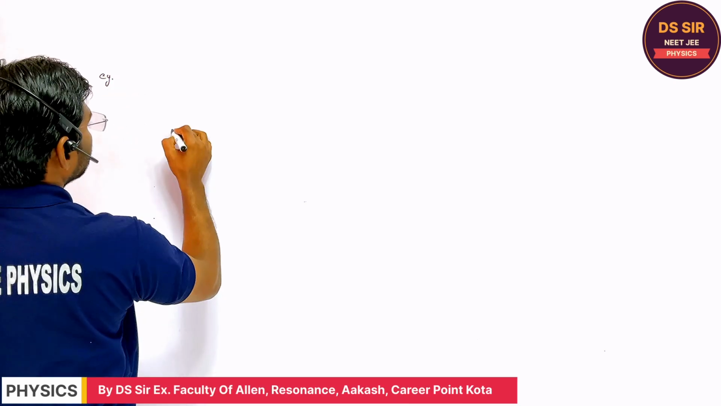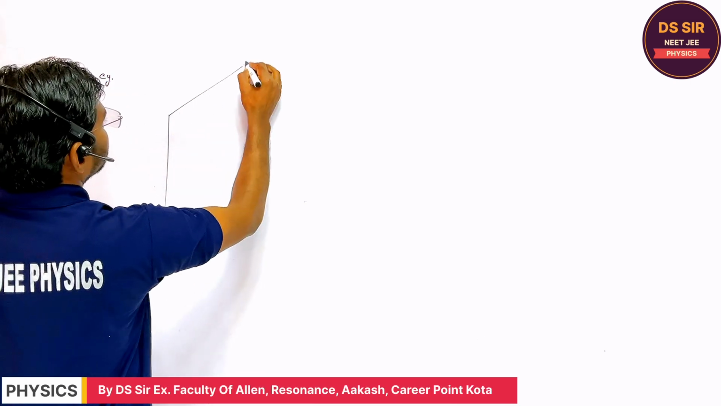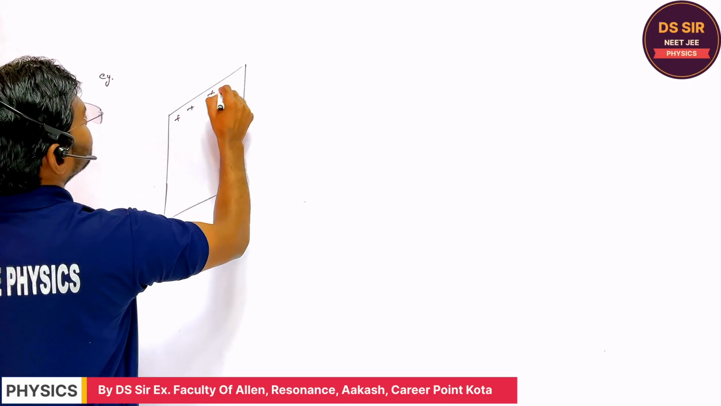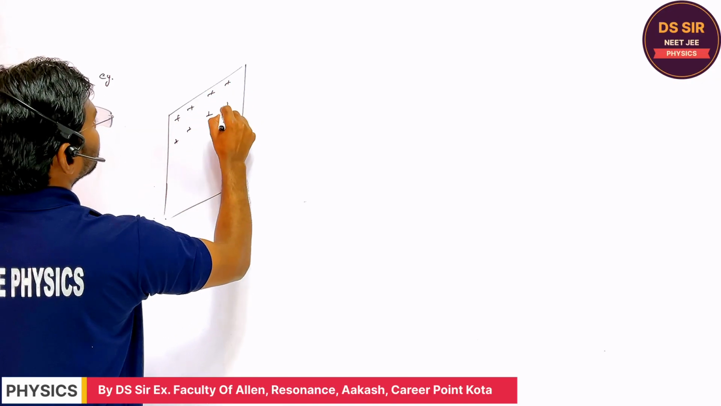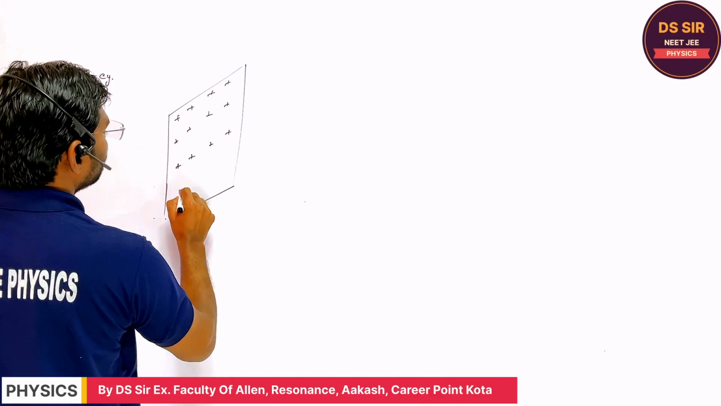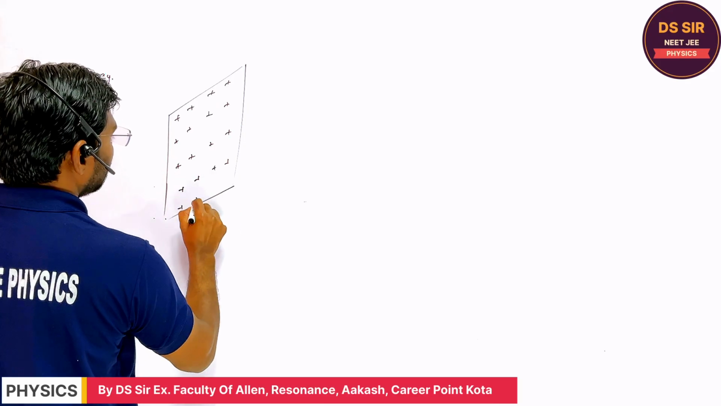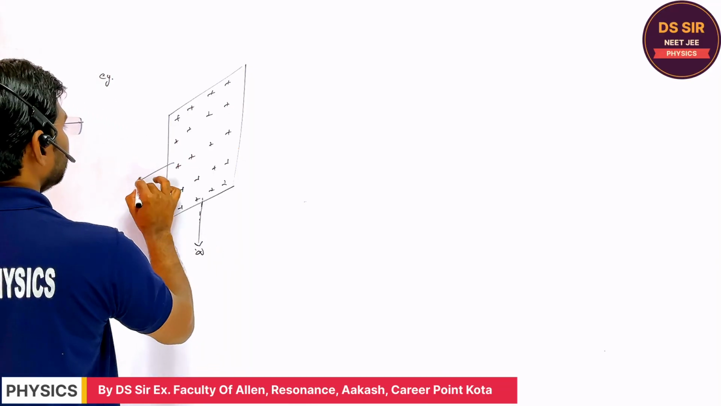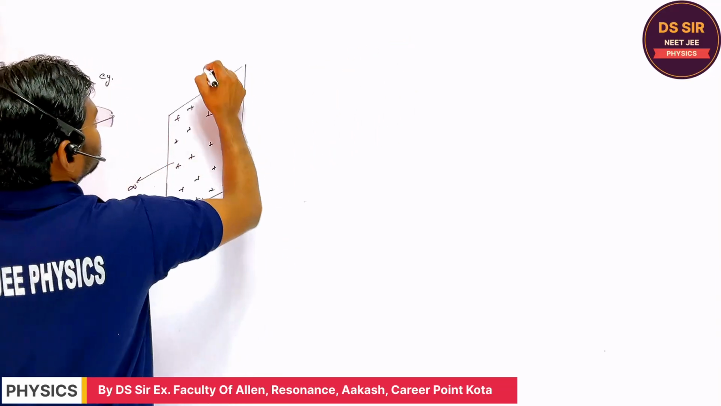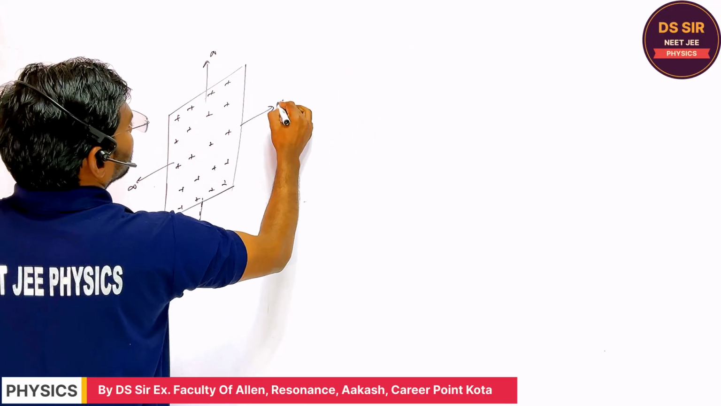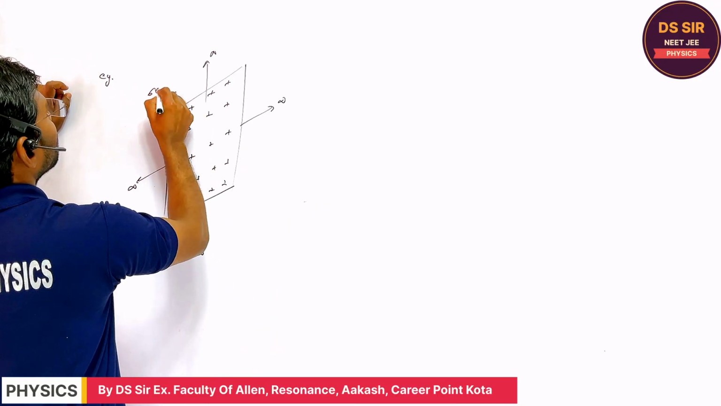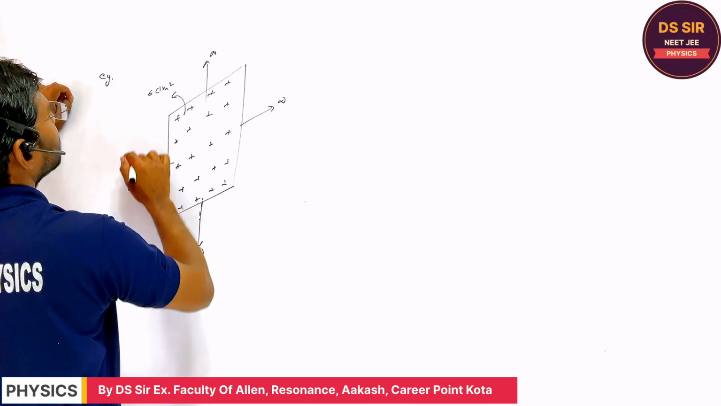For example, this is the infinite sheet. The infinite sheet extends from point P to infinity in space like this. It is tending to infinity on this side, this side, and this side. Is it clear? The surface charge density is sigma coulomb per meter square.